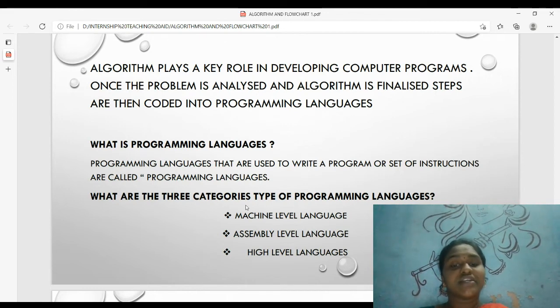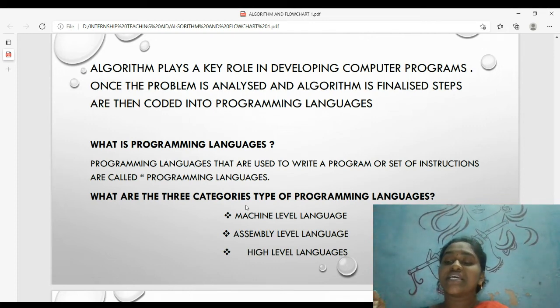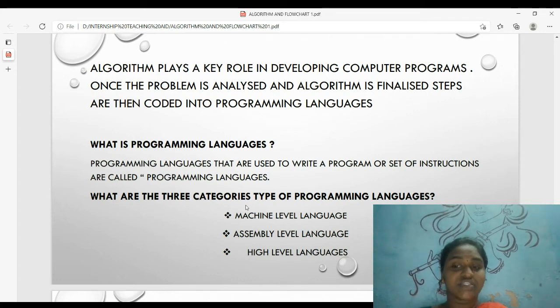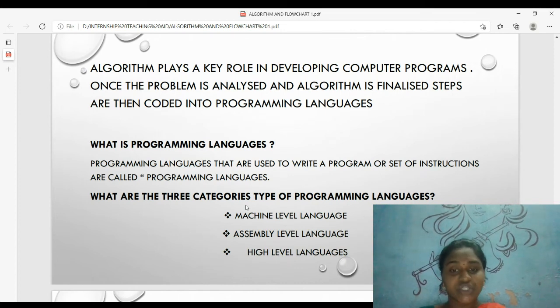Programming languages are used to write a program. A set of instructions written in these languages is called a program. There are three categories of programming languages mainly used in computers. Hope you know that a computer can understand only machine language. The three categories are machine language, assembly language, and high level languages.